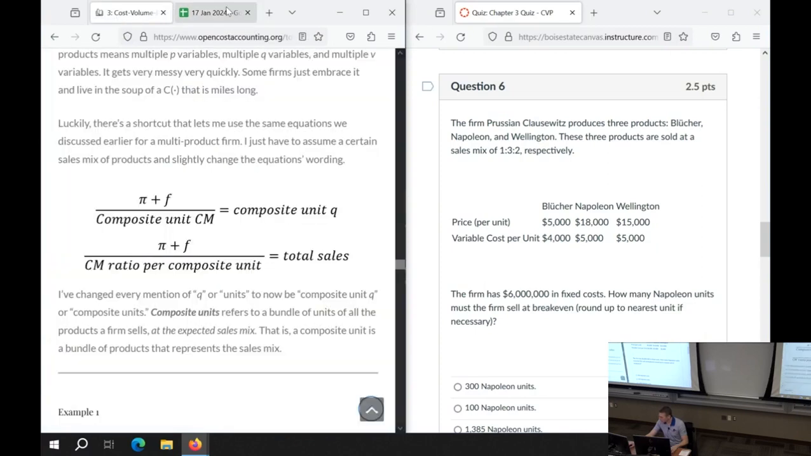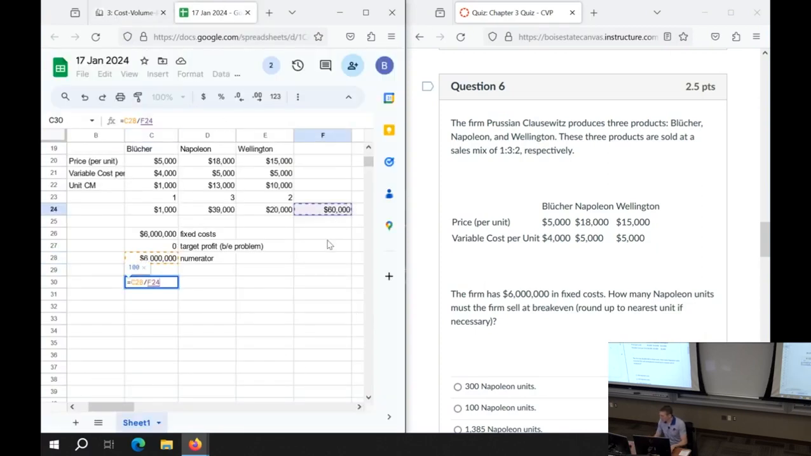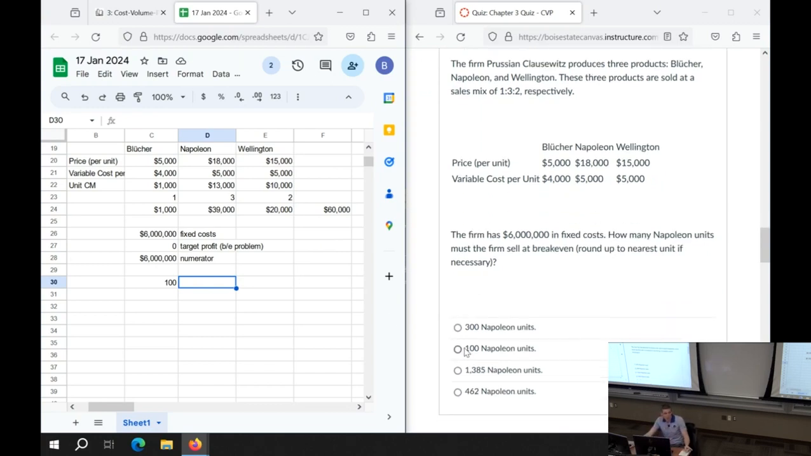Numerator here, divided by our composite unit contribution margin, $6,000, means that we need 100 what? Composite units. Thank you. Not 100 Napoleon units. Don't fall for that sneaky professor who wrote that in there and is trying to trick you. My evil twin who wrote that. Nope, that's good. I'm going to get some of you on this kind of thing. No, that is composite units at break even.